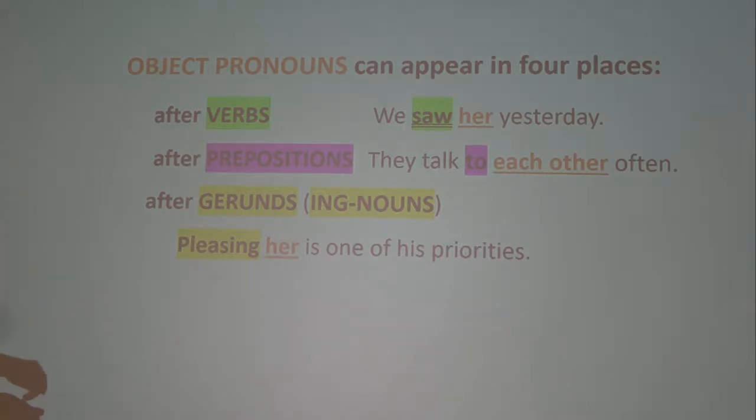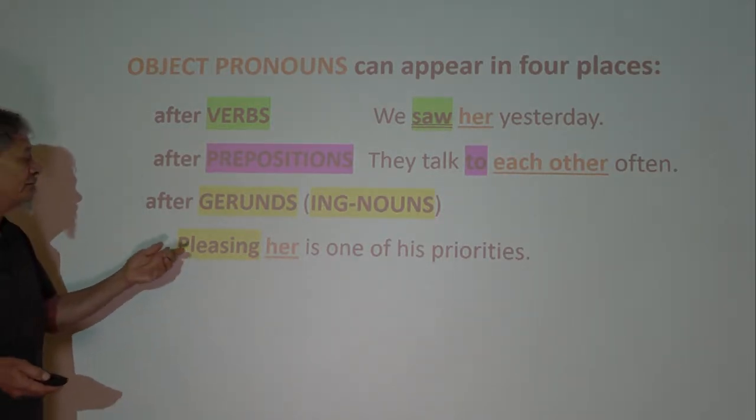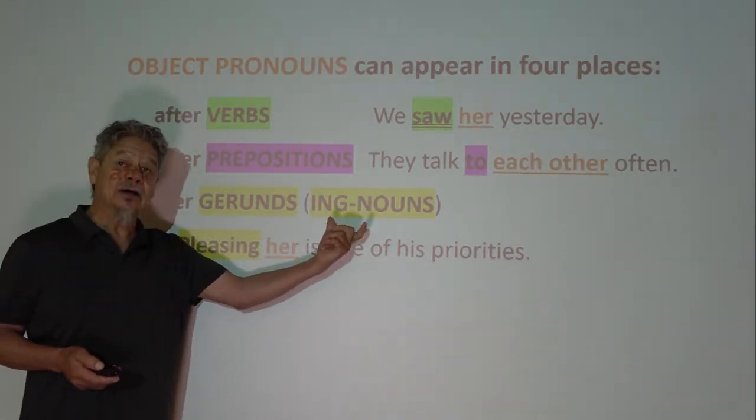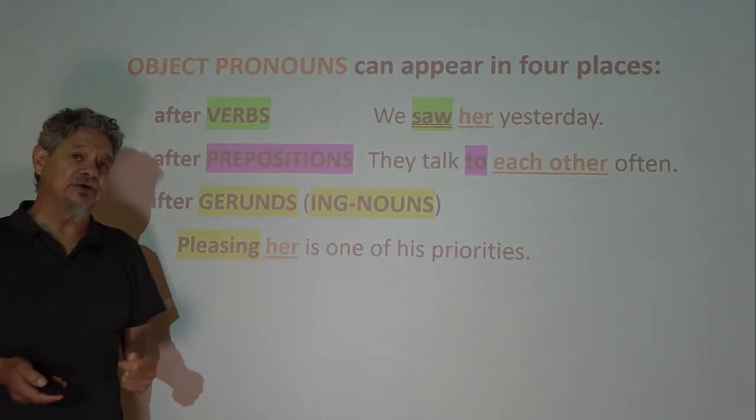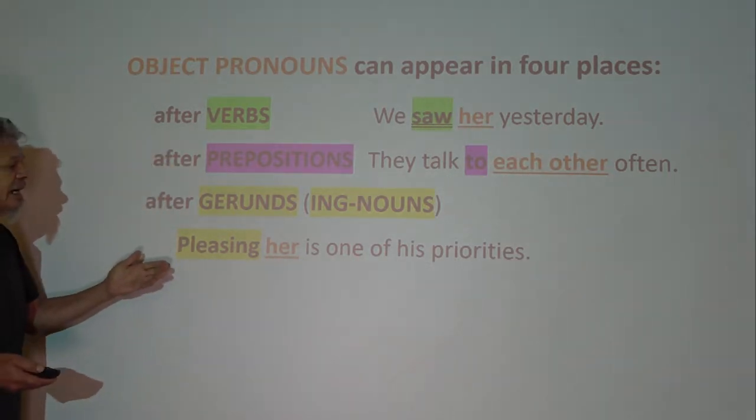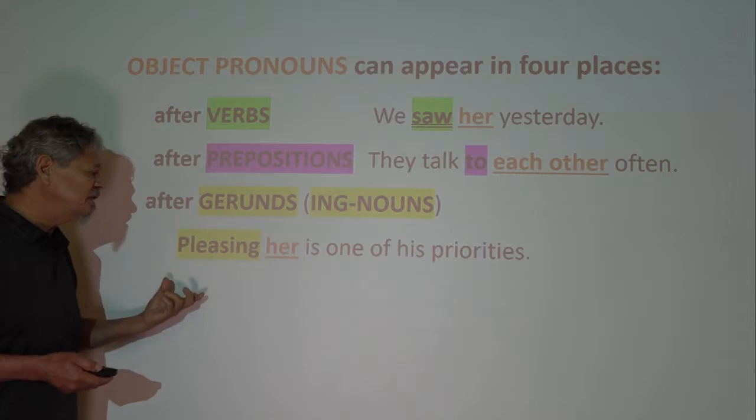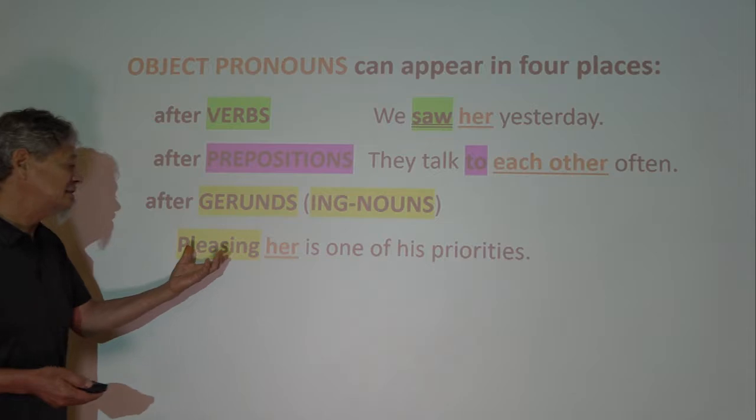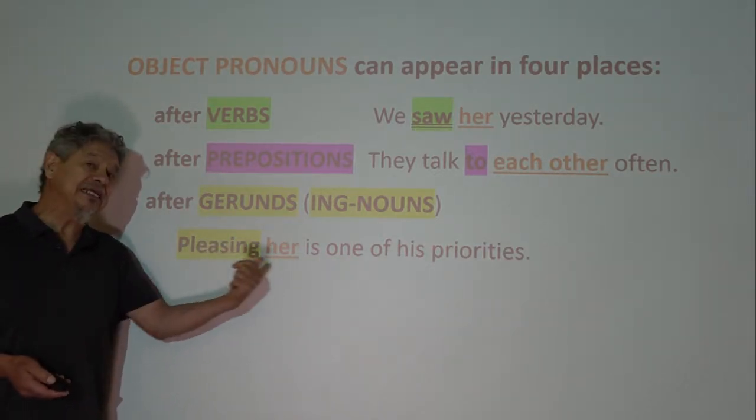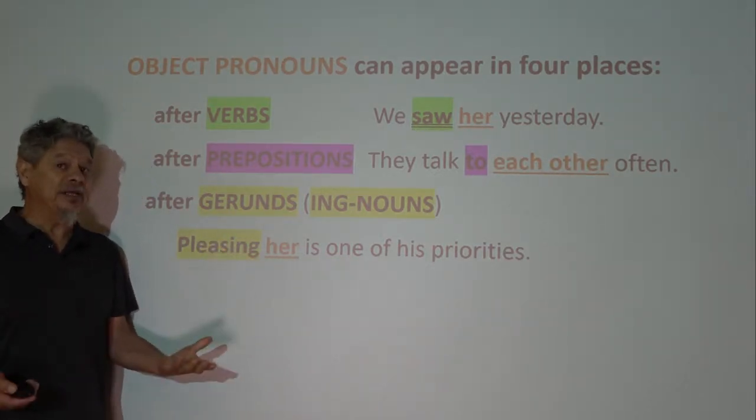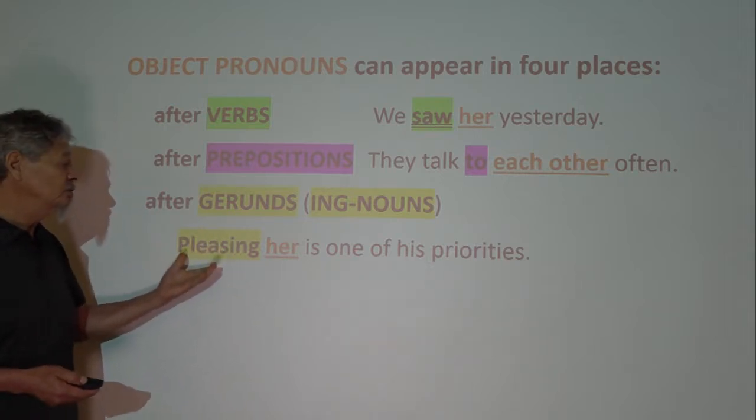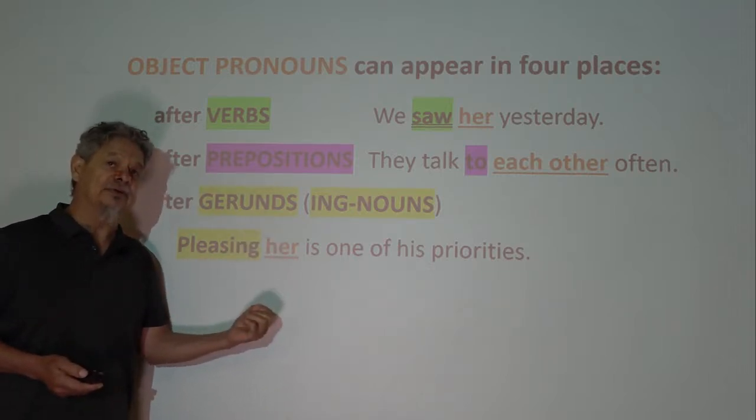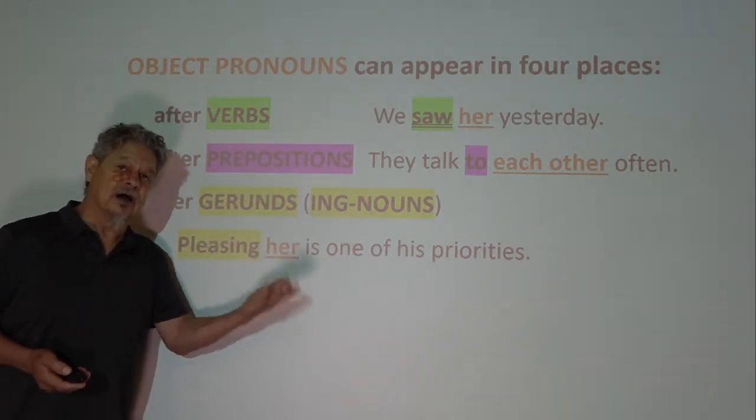And we also use object pronouns after a gerund, which is an ing noun, as we discussed in video number 1. So if we say pleasing her or teaching her is one of his priorities, we would not say pleasing she, pleasing he, pleasing they. That would be incorrect. What we use after a gerund is the object pronoun. And so you can see that object pronouns are important.